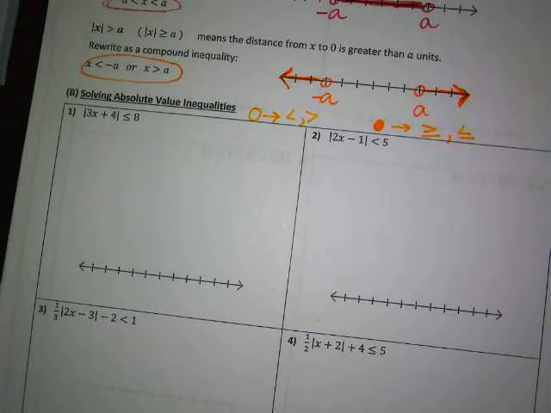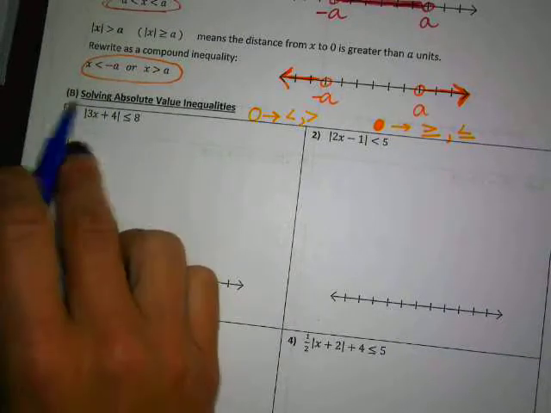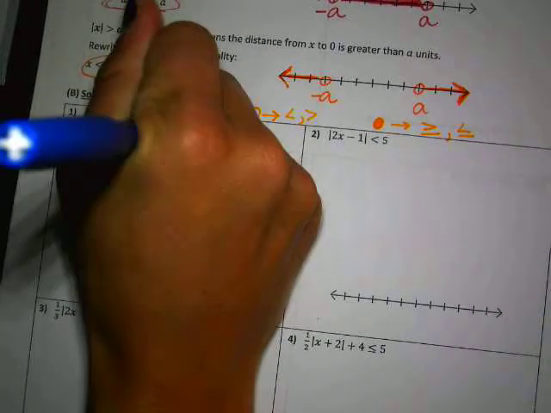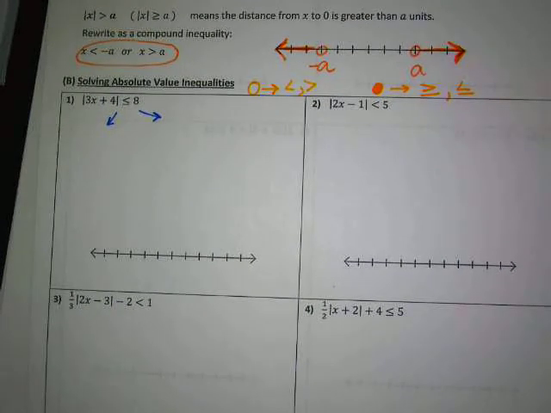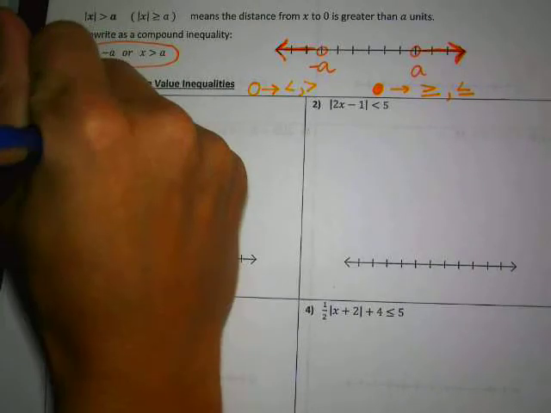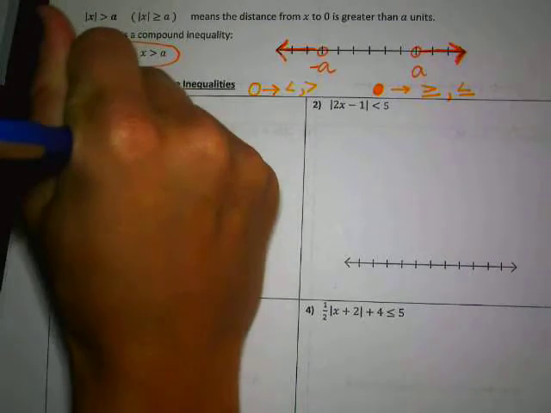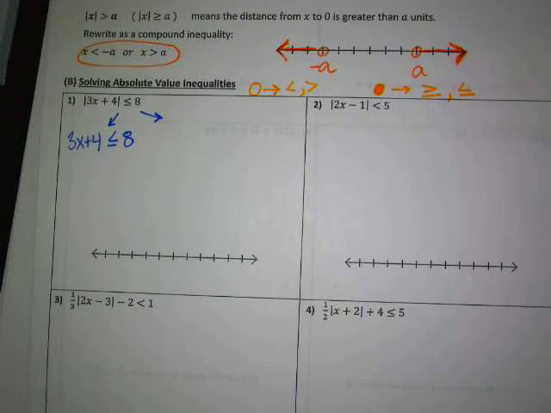All right, number 1. First, you have to get your bars all by themselves. There can be nothing on the outside of your absolute value bars, and on number 1, there are no numbers on the outside. So I'm going to start by splitting up my equation into two separate equations. The first equation, you write exactly the same way. Just take the bars off. So 3x plus 4 less than or equal to 8.